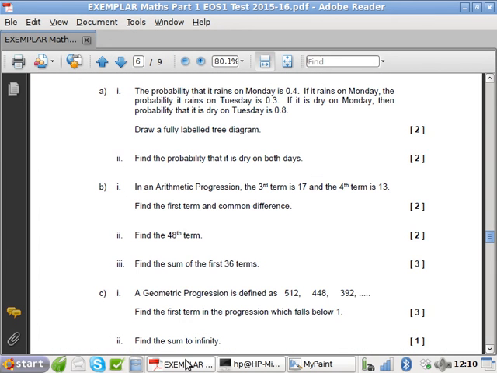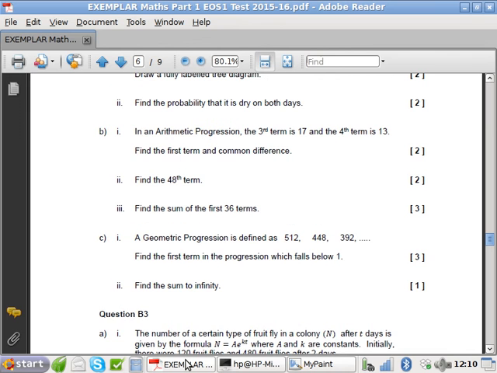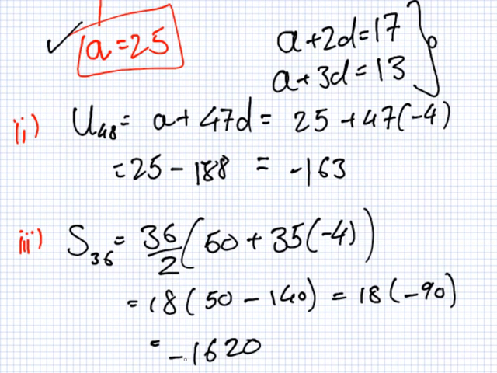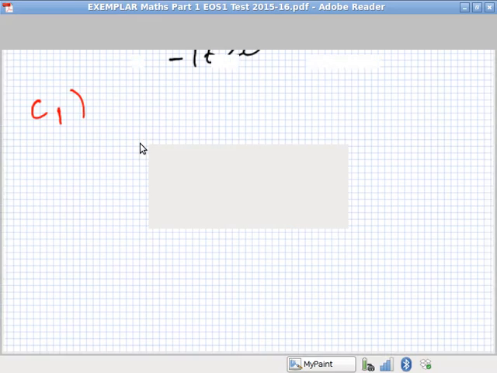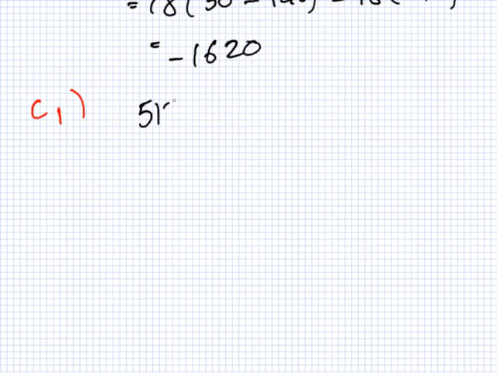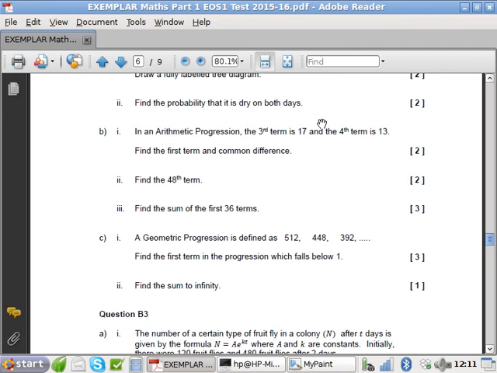Okay, C part now. You have a geometric sequence: 512, 448, 392. Find the first term which falls below 1. Yeah, okay, it's confused me. They shouldn't have said it like that. It's not the first term they want. It's when will it be less than 1.